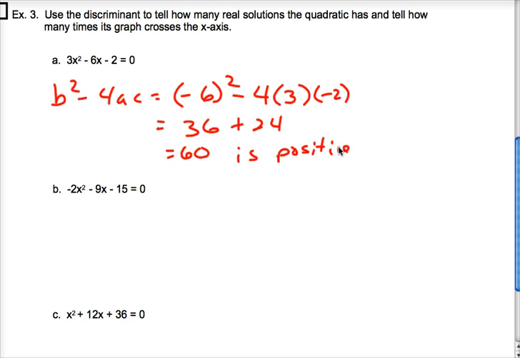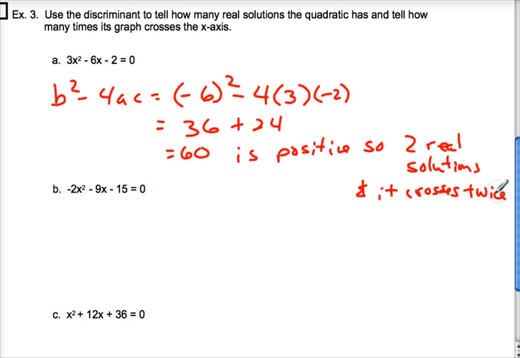So how many real solutions do we have? 2 real solutions. How many times does it cross the x-axis? Twice. 2 real solutions, and it crosses twice.